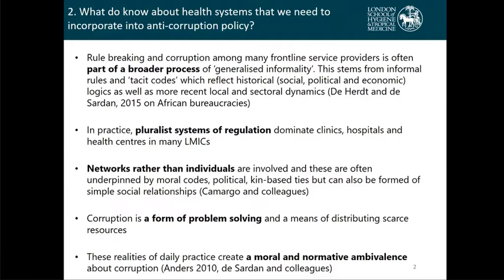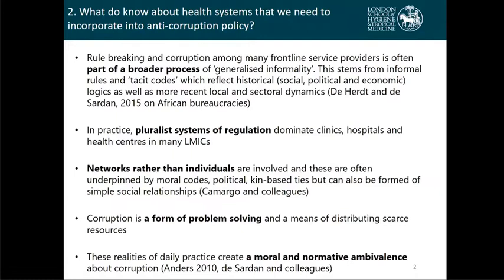So rule breaking and corruption are not discrete activities that happen between particular principals and agents, for example, but are much broader social processes. And in practice, rather than having corruption happen in a place where there's not enough governance, there aren't enough rules, what we see is actually a pluralist system of regulation. So lots of different layers of rules and regulations that dominate in clinics and hospitals. These are both formal and informal, and it is the interaction between formal and informal norms or systems that goes on.